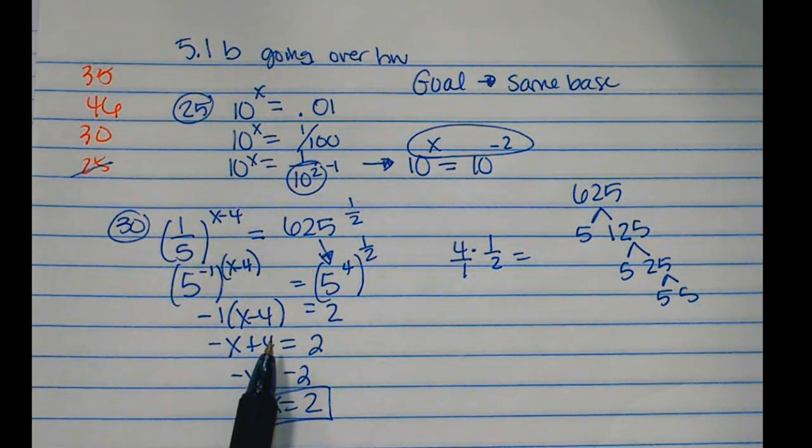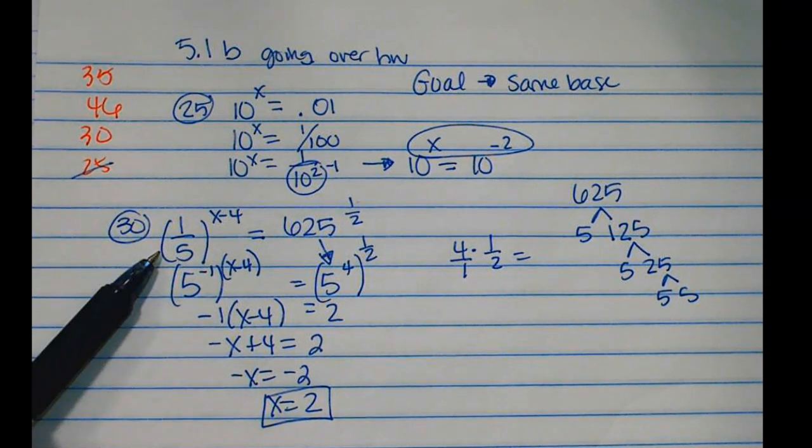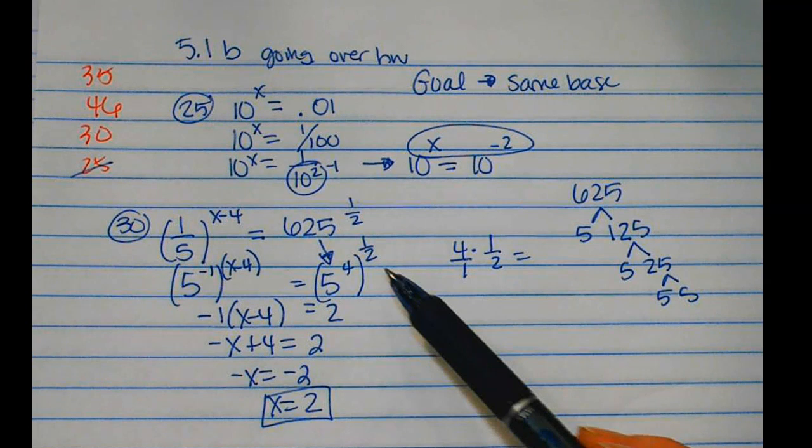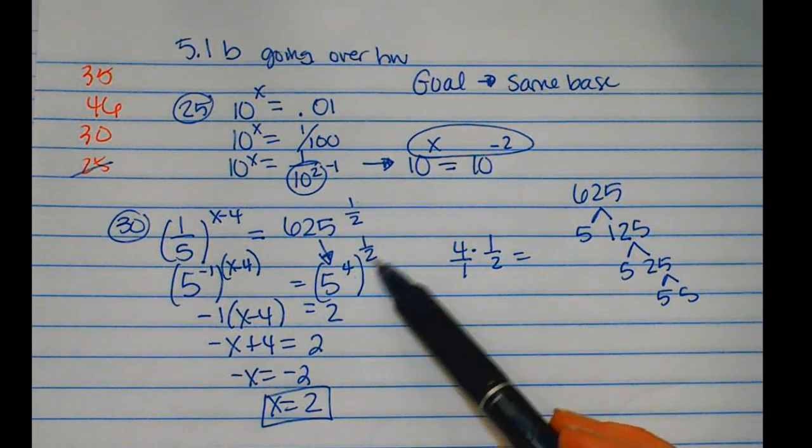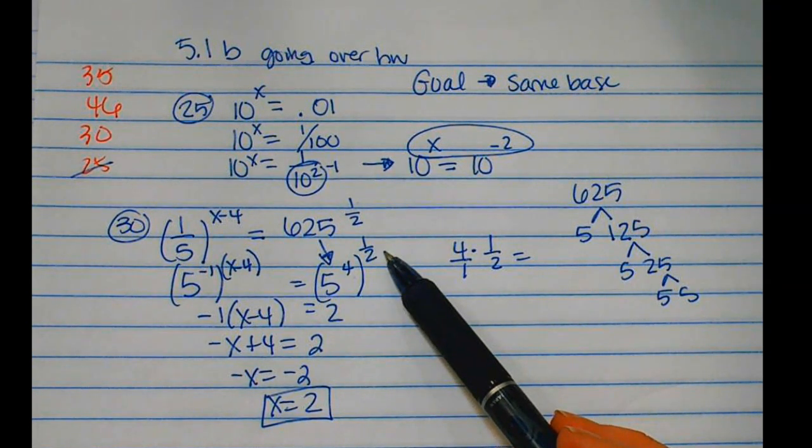So negative x plus 4, subtract 4, we get negative 2. Multiply both sides by negative 1, and we get positive 2. So 30, how's that? So this had more stuff to it because we had to move this one and change this one. Do you get how I'm putting it in parentheses and then taking it power to a power?